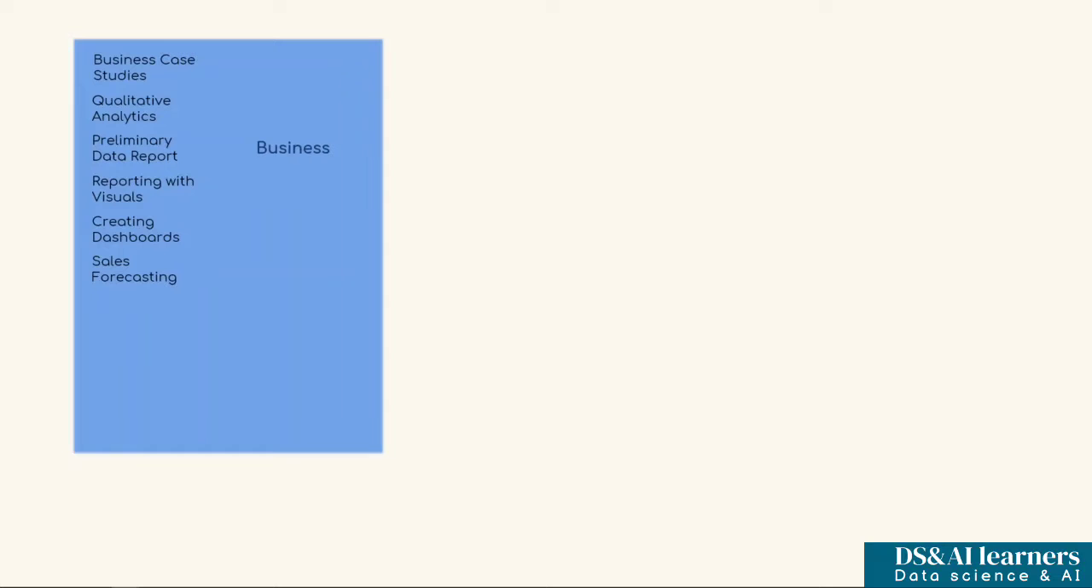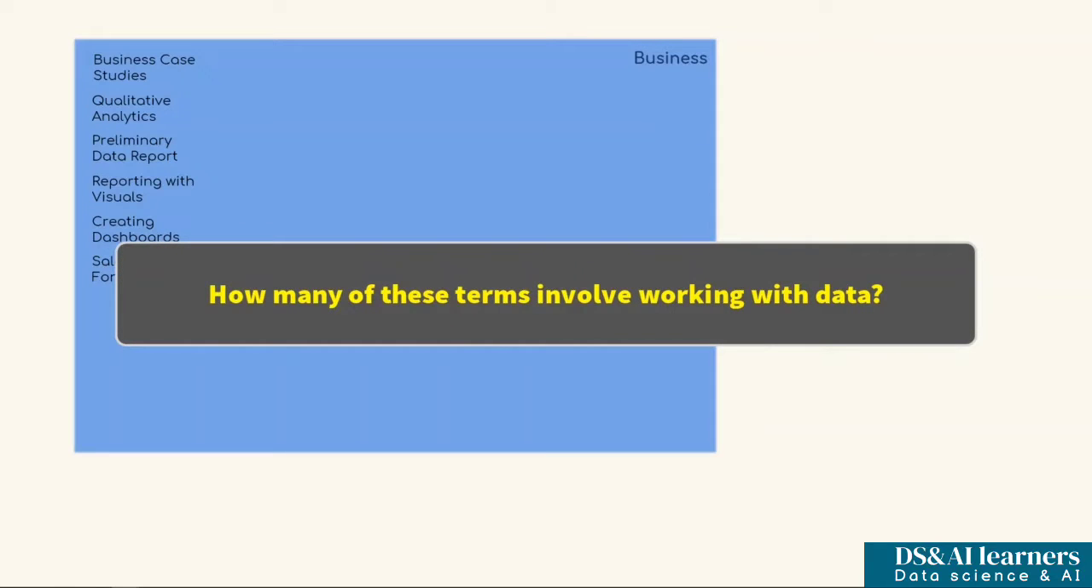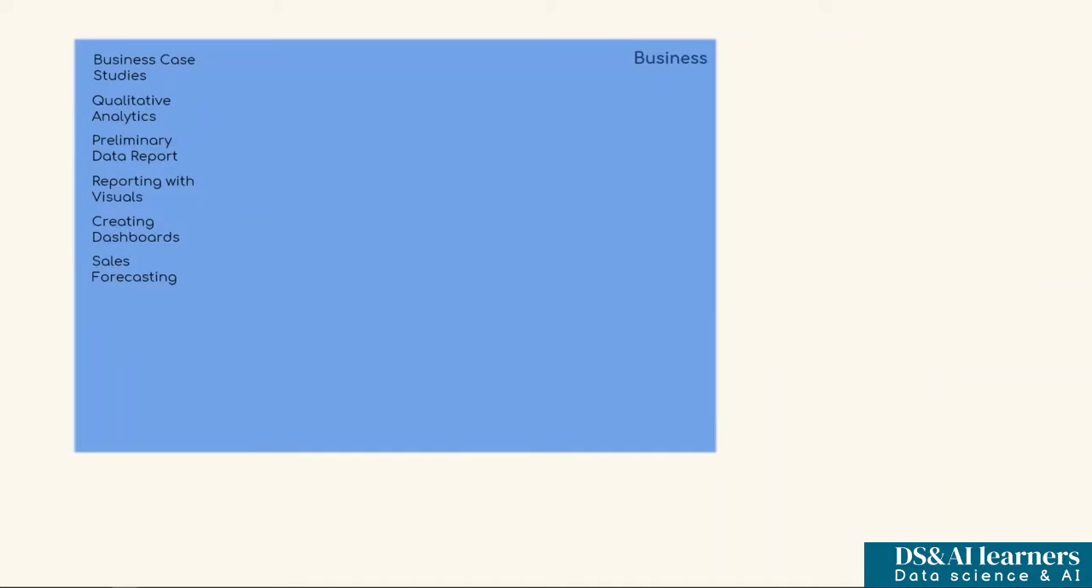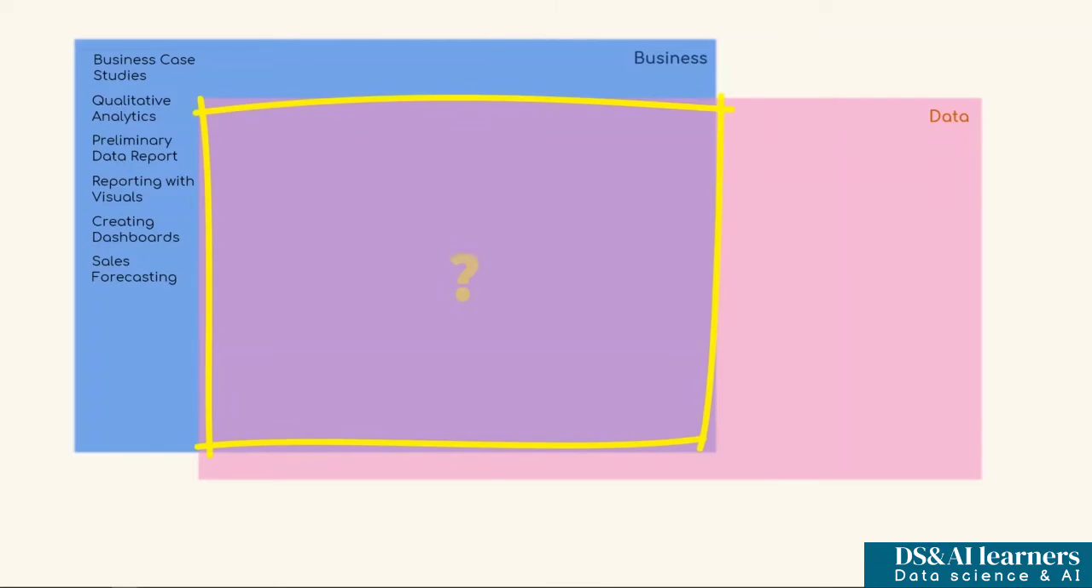First, though, take a moment to think what they all have in common. That's right. They are all part of the business world. We'll depict this with a blue rectangle here. Good. Now, let's think about the following. How many of these terms involve working with data? If we drew another rectangle and placed the activities for which it is essential to have data available in there, which ones, if any, would overlap with the business rectangle?